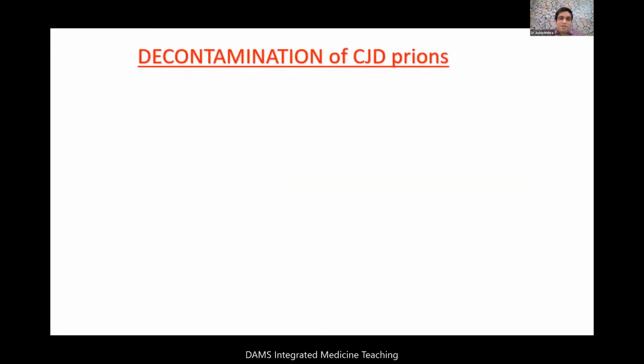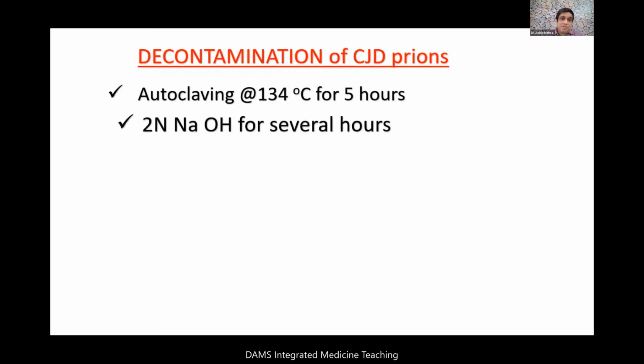Now, most important is that the decontamination of the CJD prion has to be done. As I emphasized, the disease can be transmitted through an iatrogenic route. So how do you decontaminate the things that you have used in a prion patient? By autoclaving at a temperature of 134 degrees Celsius for 5 hours, or treating the same thing which you want to decontaminate with sodium hydroxide for several hours. Now, this has been a question somewhere in microbiology they keep on asking about. How will you decontaminate the CJD prions?